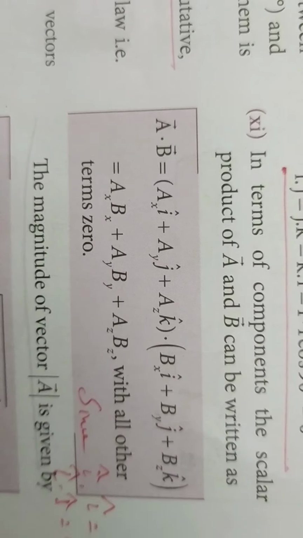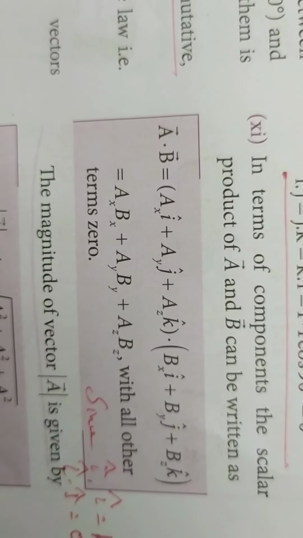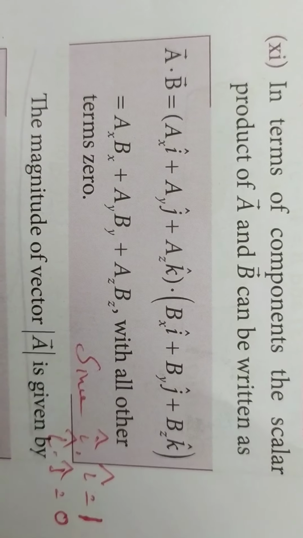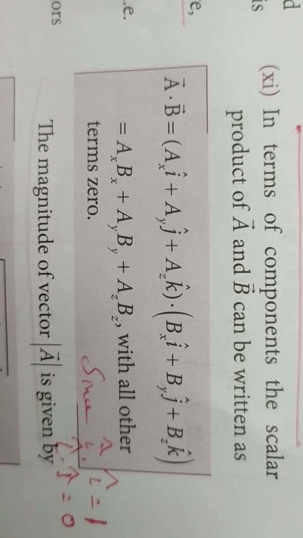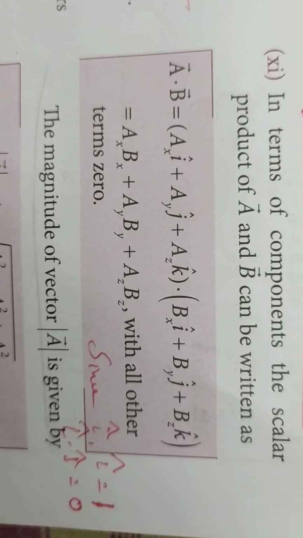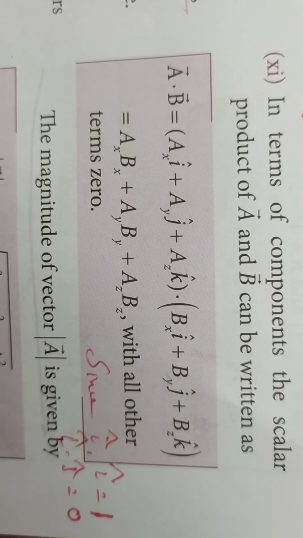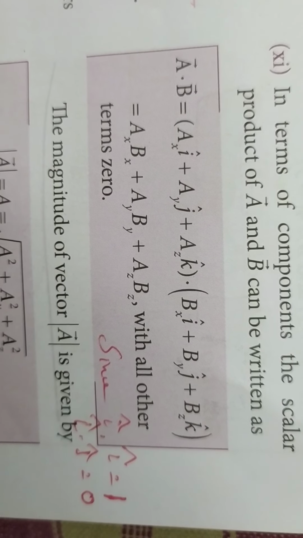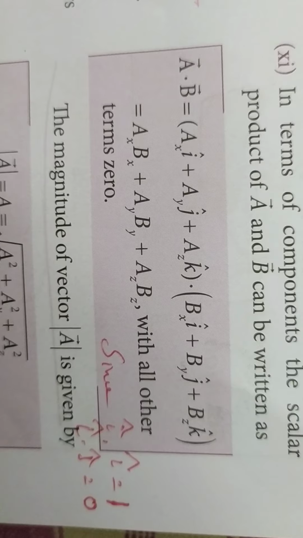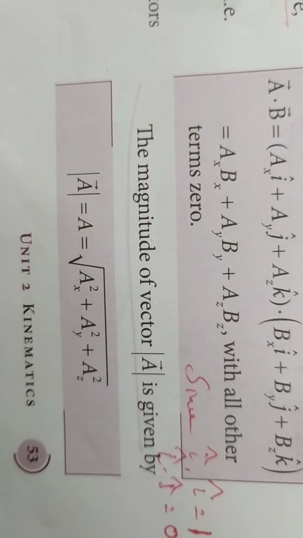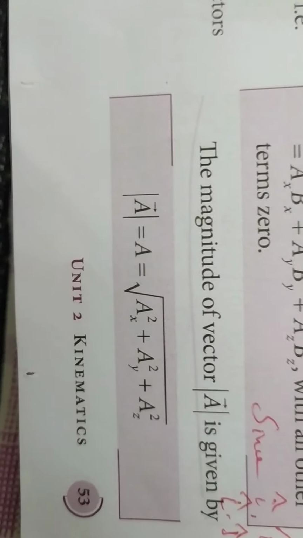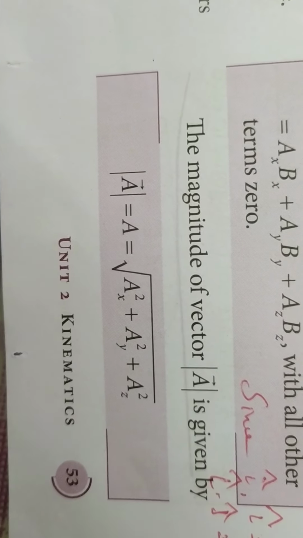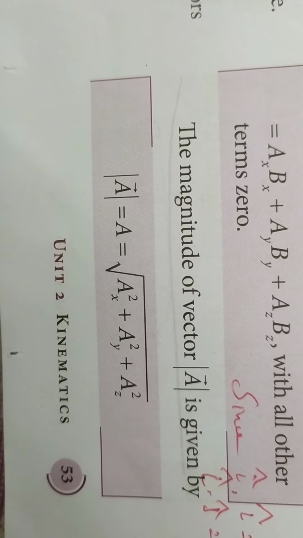And when you take it in terms of components, a vector dot b vector, you split up a vector into its components and also b vector into its components. Here when you multiply i and i, you will get 1, whereas when you multiply i and j, you will get 0. So the terms will come as ax bx plus ay by plus az bz, because all other terms will become 0. And the magnitude of a is given by the formula square root of ax square plus ay square plus az square.